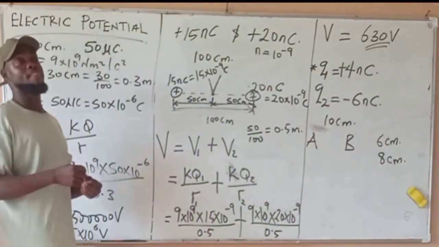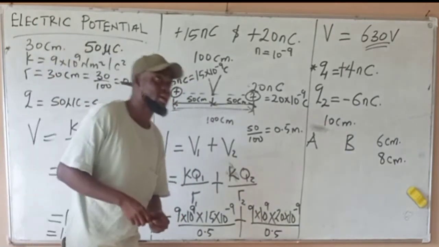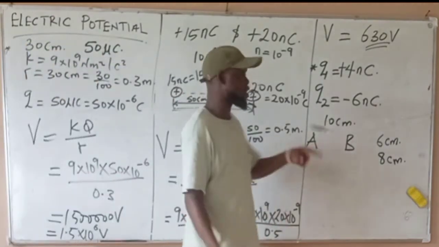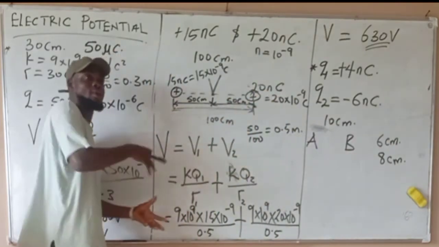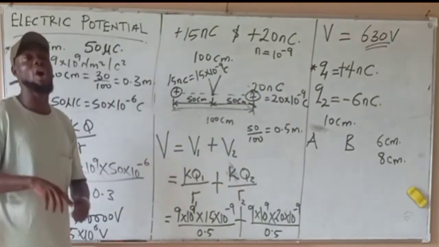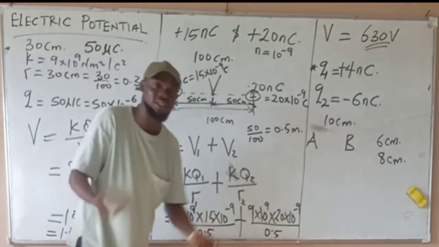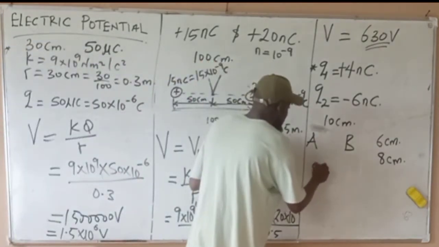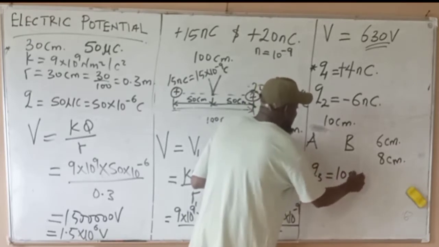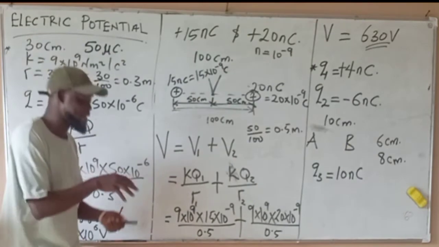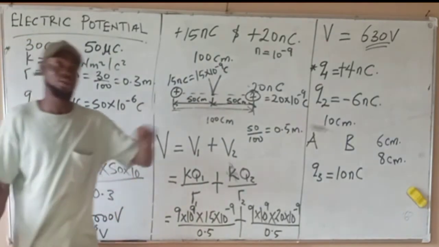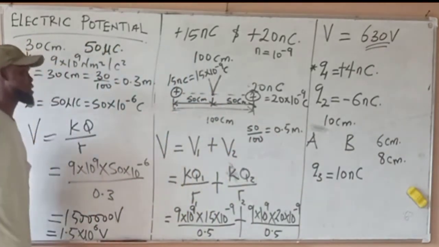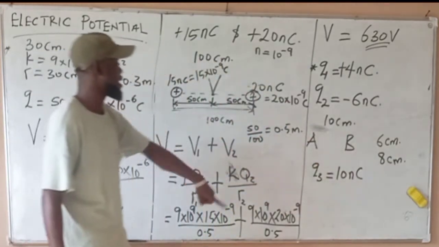Obtain the electric potential at A, and also obtain the electric potential at B. Also calculate the work done, or change in potential energy, when a charge Q3 equal to 10 nanocoulomb moves from point A to point B.